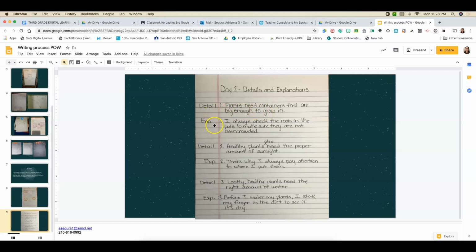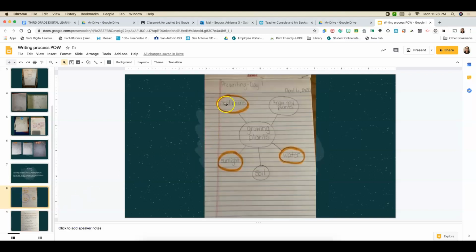And I'm going to add an explanation that matches my first detail. I always check the roots in the pots to make sure they are not overcrowded. So both of these sentences match. They are both about containers, which is the first detail that I have chosen to write about.